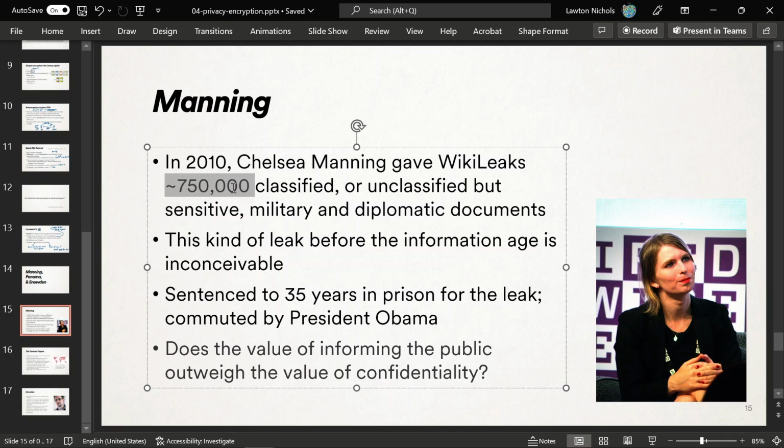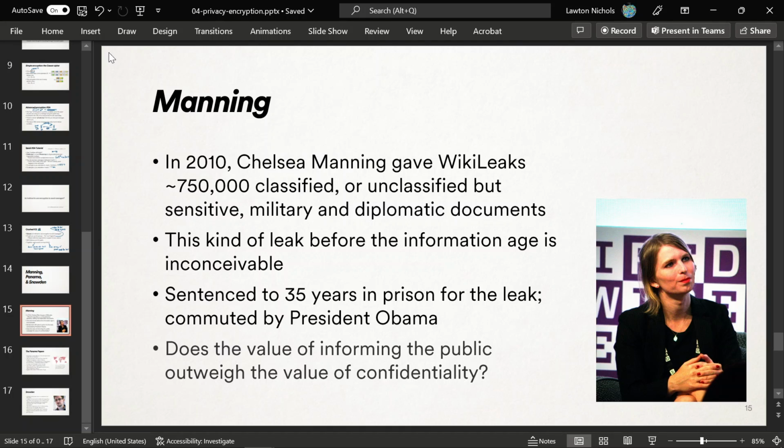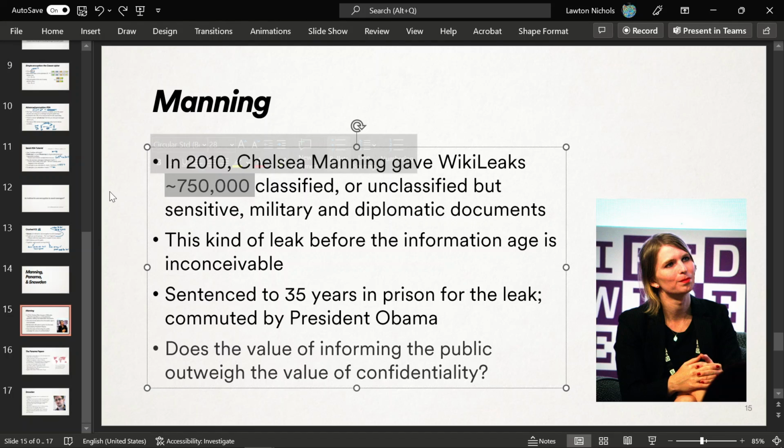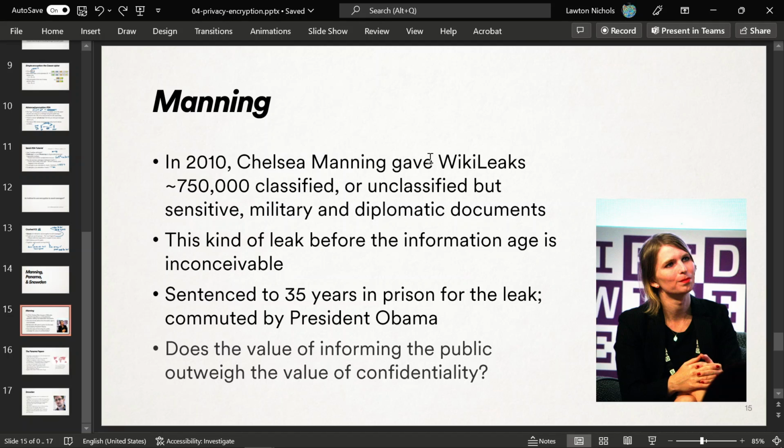She gave WikiLeaks almost 1 million classified or very close to being classified documents from the military and just diplomats across the U.S. or the world, who are U.S. diplomats, by the way. And first of all, this is crazy, right? If you were going to be a whistleblower back in the day, to be able to access 1 million documents, to be able to photocopy them, would have been impossible. So this kind of leak is inconceivable before the information age. But Chelsea Manning thought that this was a good idea, so she leaked these documents.